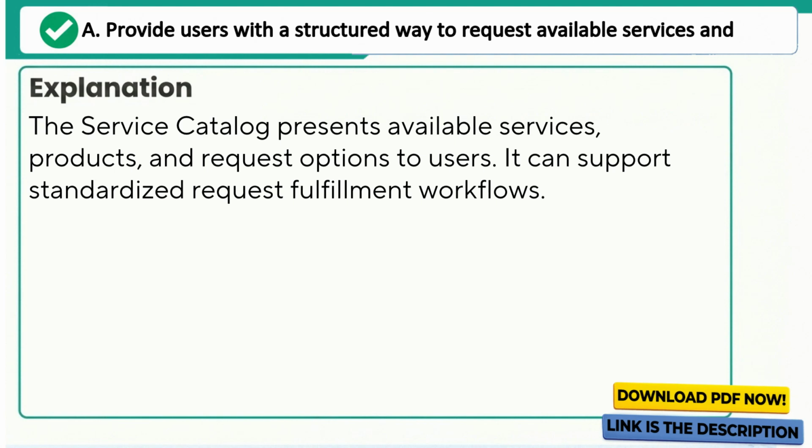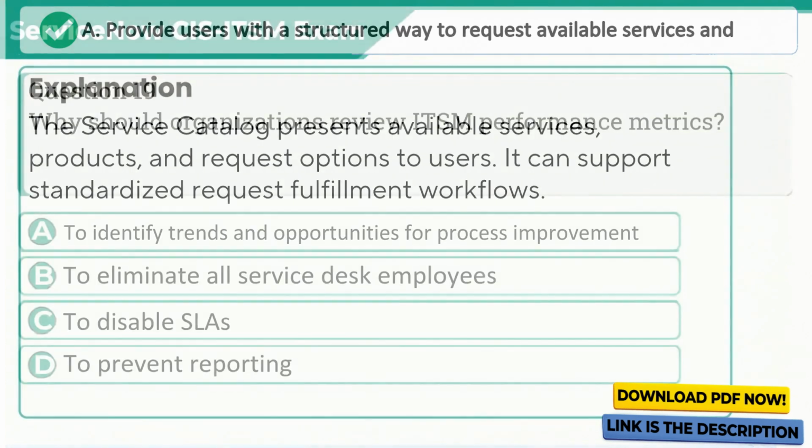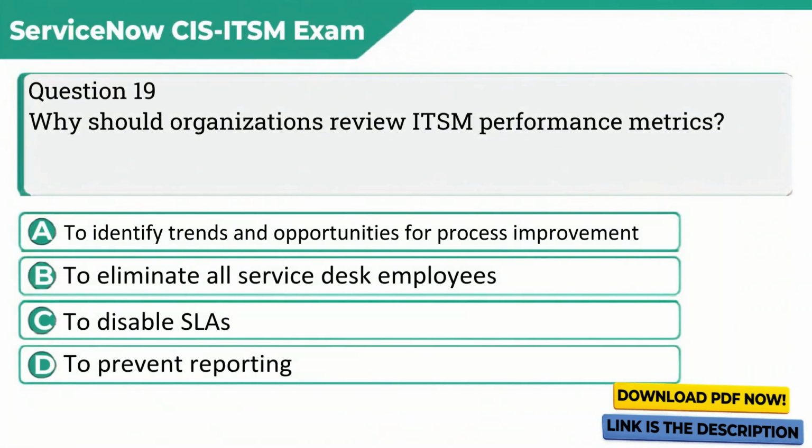Explanation. The service catalog presents available services, products, and request options to users. It can support standardized request fulfillment workflows. Question 19. Why should organizations review ITSM performance metrics? A. To identify trends and opportunities for process improvement.